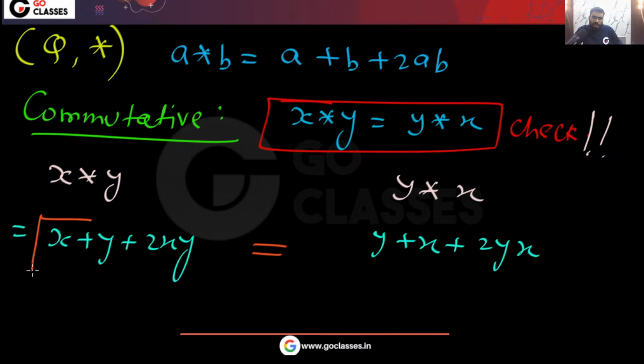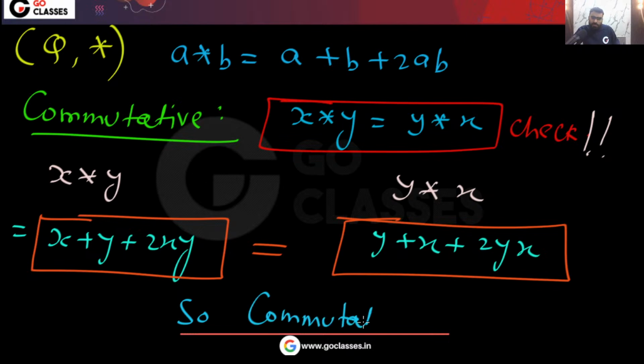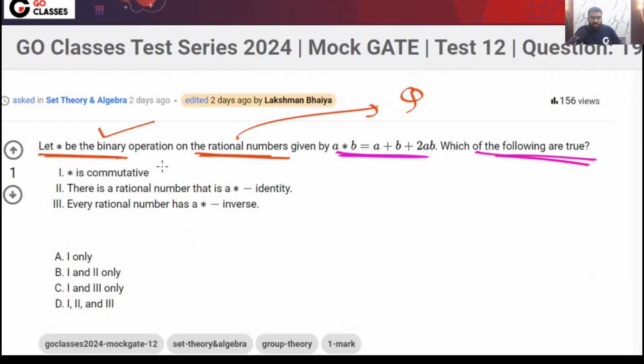Yes or no? x plus y plus 2xy and y plus x plus 2yx are basically same. So yes, this is commutative. The commutative property is satisfied. So the question is saying this, and yes, this is true.